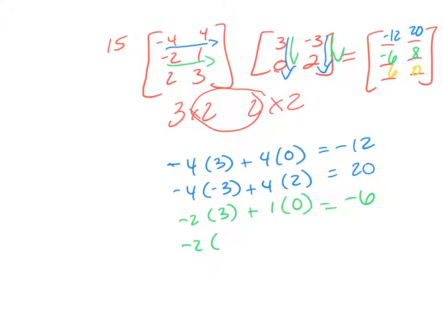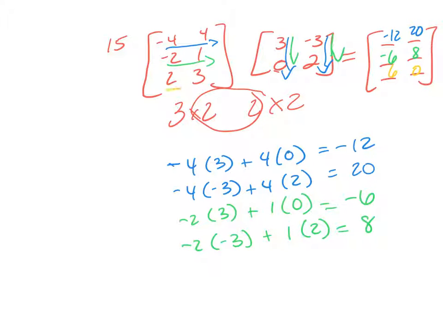Negative 2 times negative 3 plus 1 times 2, which is 8. Now we're going to go to the yellow one.